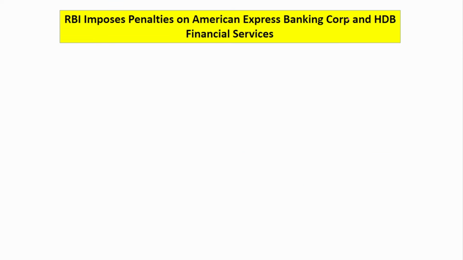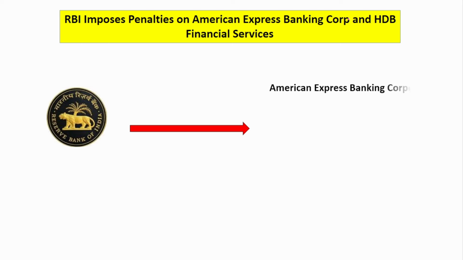Next is RBI imposes penalties on the American Express Banking Corp and the HDB Financial Services. First, how much amount on the American Express Banking Corporation? The amount of 31.8 lakhs. Next, on the HDB Financial Services, an amount of 4.2 lakhs.